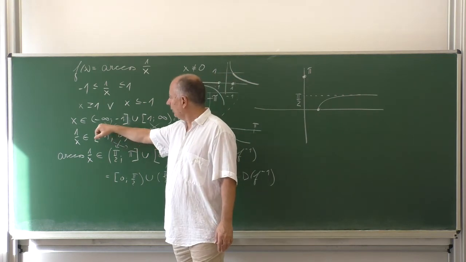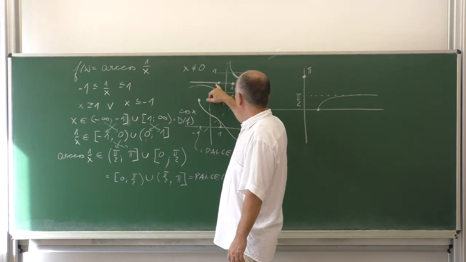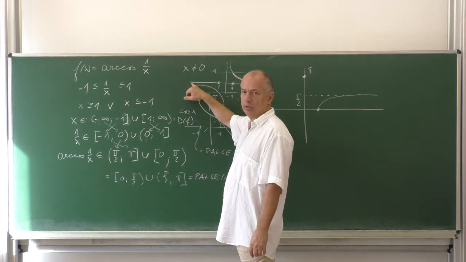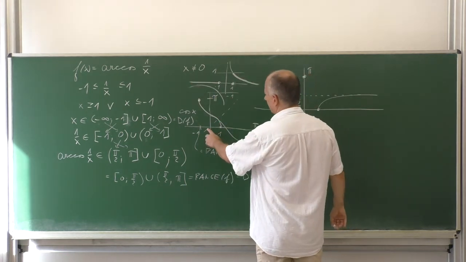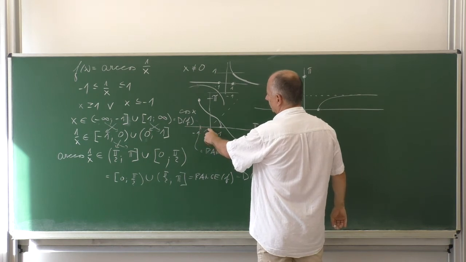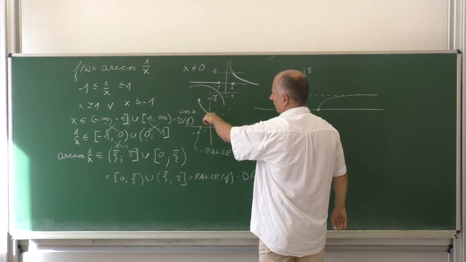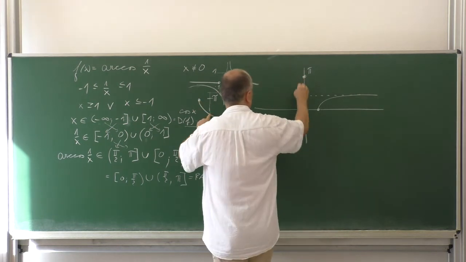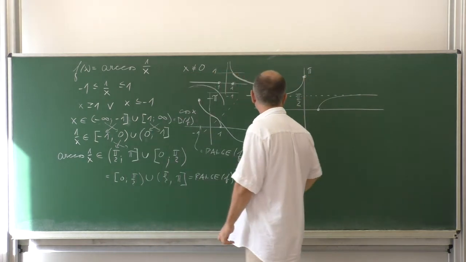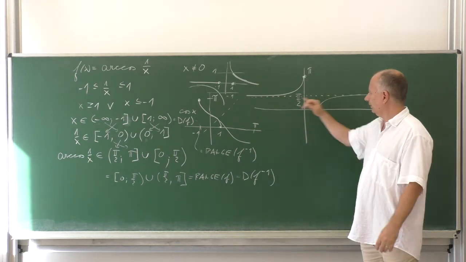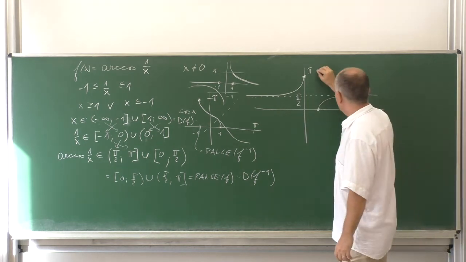When x decreases, when we go to the left, then 1 over x increases to 0. And as we go here, arc cosine gives results that go down and approach pi half. So there is a common asymptote on the right and on the left, namely the horizontal line y is pi half. So that was the graph of the function.